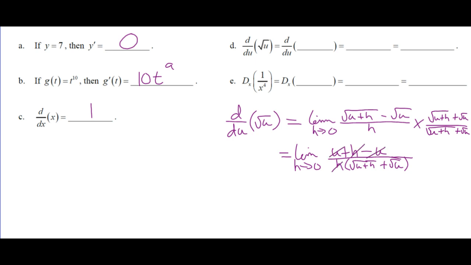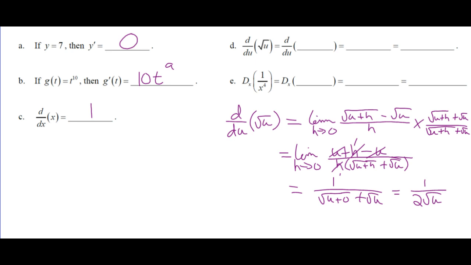H's cancel, right? We now drop the limit and actually put h as 0 in. So what do we get? It's 1 over root u plus 0 plus root u, which is 1 over what? 2 root u.